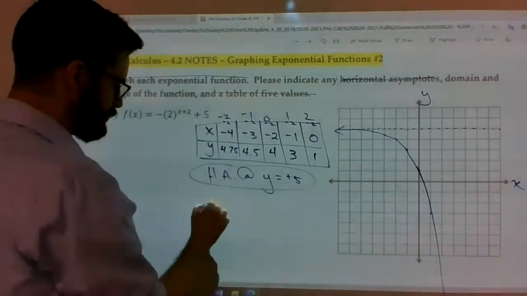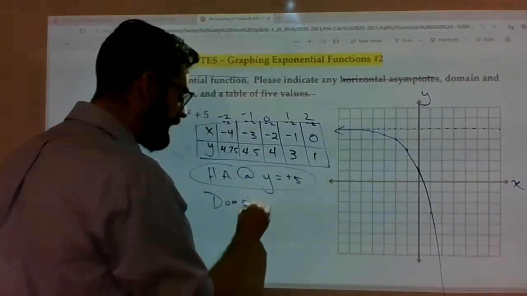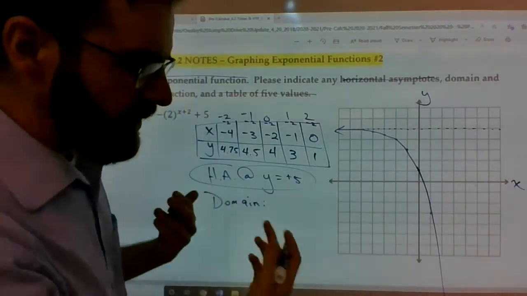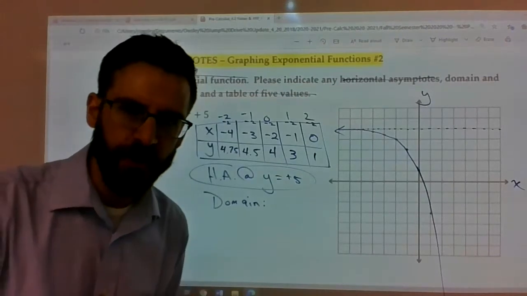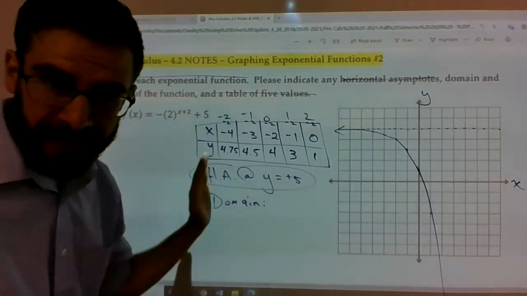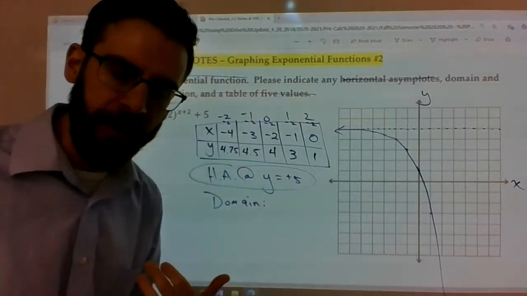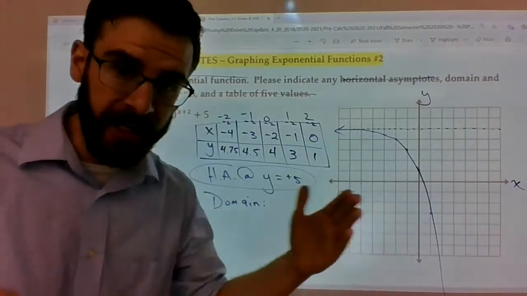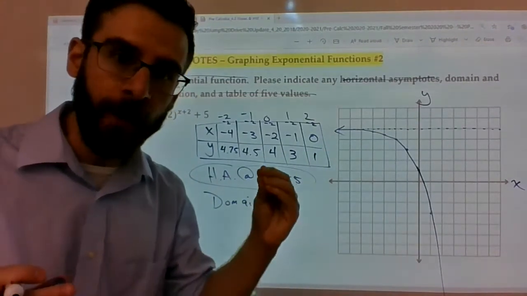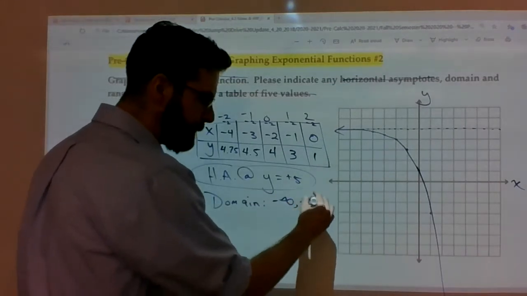What's the domain and range? Well, I'm glad you asked. The domain, again, we talked about all real numbers being the domain of any exponential function. The fact that it shifted left 2 does not change that fact. Every single x value from -infinity through infinity is going to have a y value that it corresponds to. So it's still all real numbers.